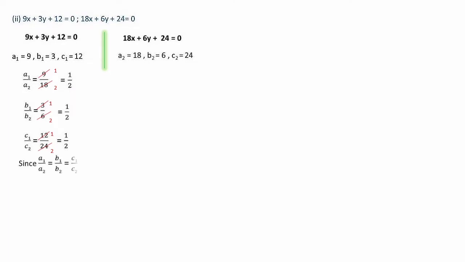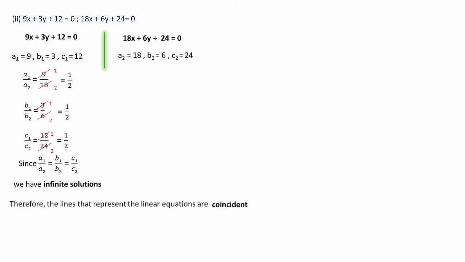So we can come to the conclusion that a1 by a2 equal to b1 by b2 equal to c1 by c2. So we have infinite solution. If a1 by a2 equal to b1 by b2 equal to c1 by c2, we have learned that the system will have infinite solution. Infinite solution means the system will have coincident lines. Therefore, the lines that represent the linear equations are coincident.